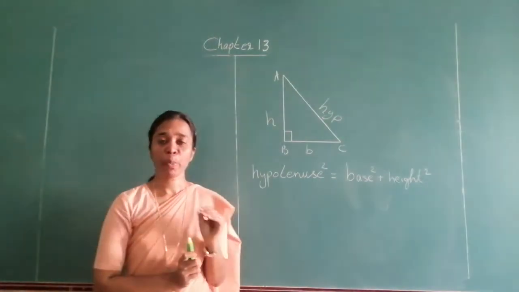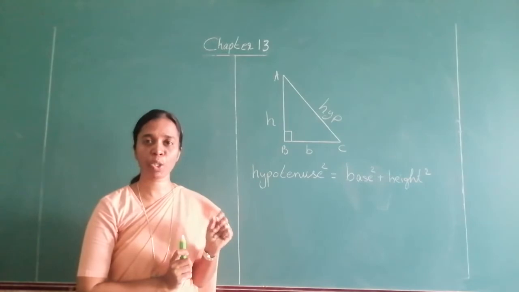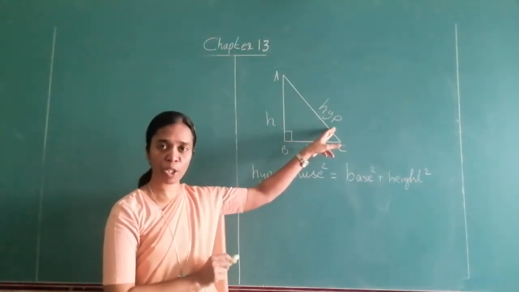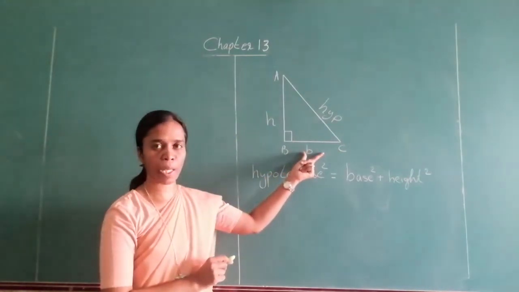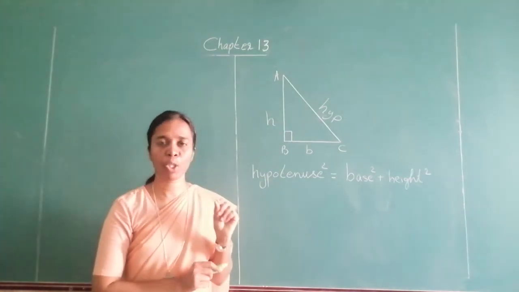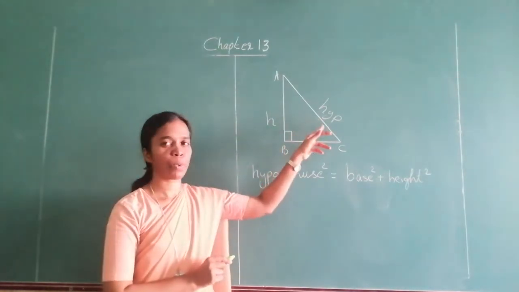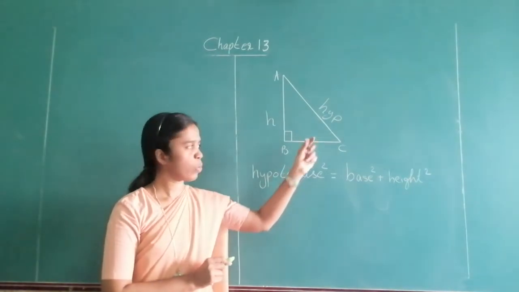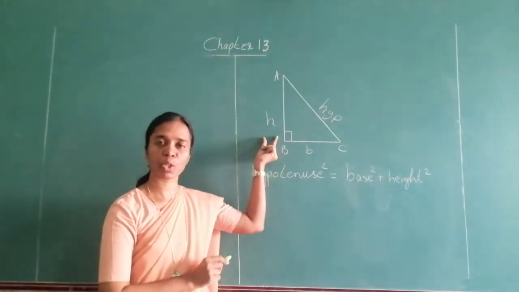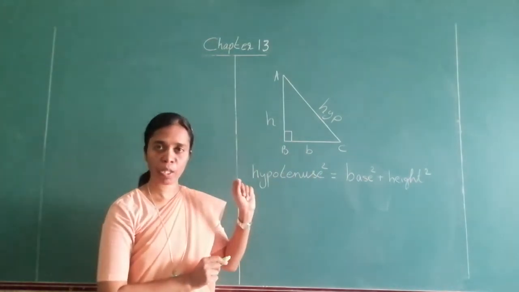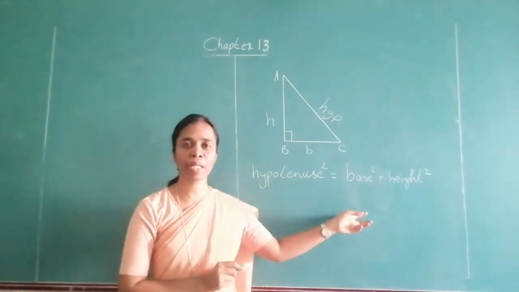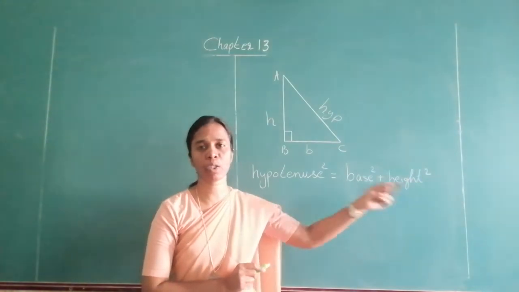Now, according to Pythagoras theorem, hypotenuse square equal to base square plus height square. I repeat, according to Pythagoras theorem, hypotenuse square equal to base square plus height square. Okay. And this formula you have to learn by heart. Hypotenuse square is equal to base square plus height square.